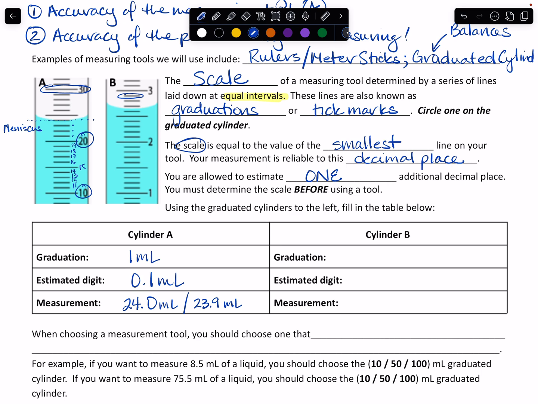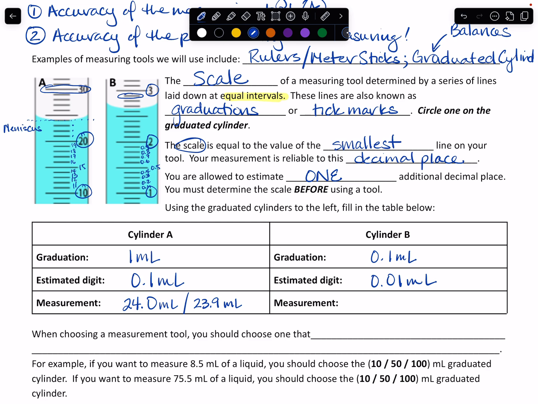All right, so now let's move over to the graduations on cylinder B. All right, so we have a 1 here and a 2 here and then a 3. All right, so we're not having graduations of 1 milliliter. This time it's 0.1, then 0.2, 0.3, 0.4, 0.5, 0.6, 0.7, 0.8, and 0.9. All right, so these graduations represent a tenth of a milliliter or 0.1. So that means we're going to be able to know accurately to that position, to the 10th position. So our estimated digit will be the 100th position or 0.01.